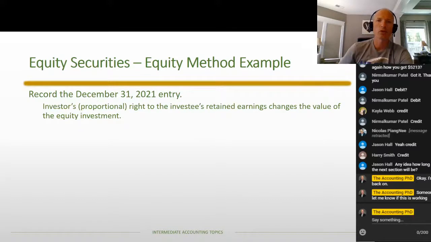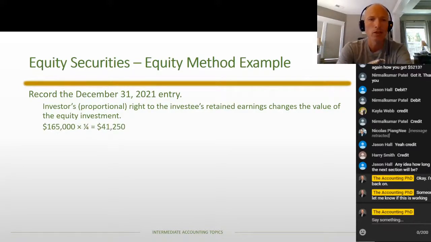So let's record the December 31st journal entry. The investor has a right to the investee's retained earnings. The investor's proportional right to the investee's retained earnings changes the value of the investment. So again, as the retained earnings change, the value of the investment changes. So what changed? Well, the investee had net income. The total net income was $165,000. As a 25% shareholder, I'm entitled to 1/4 of those retained earnings. And so the value of my investment goes up 25% of $165,000. So that's where we get the $41,250. 25% or 1/4 of $165,000.